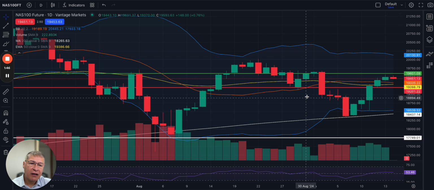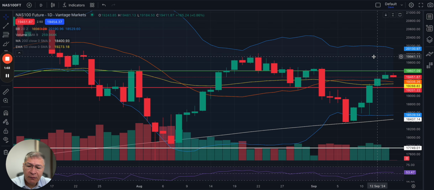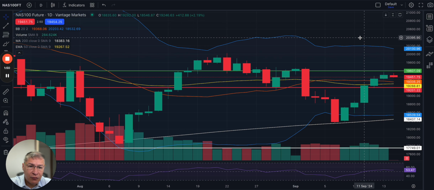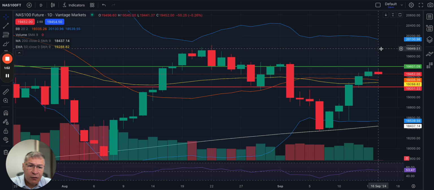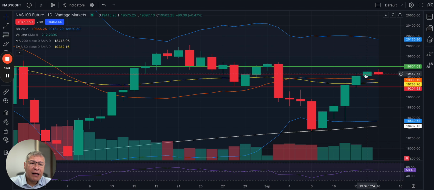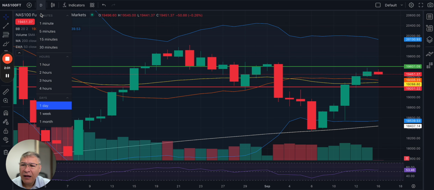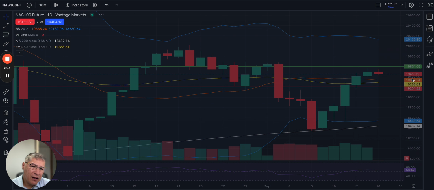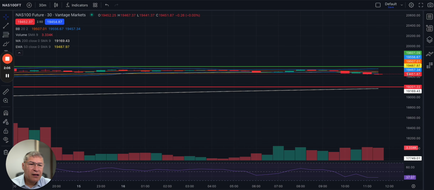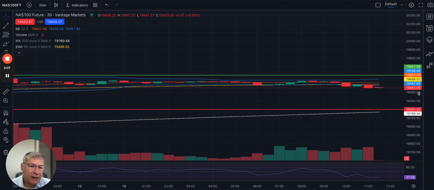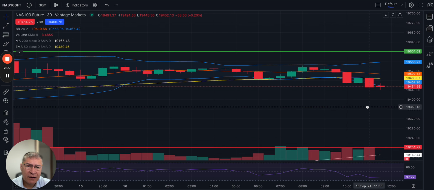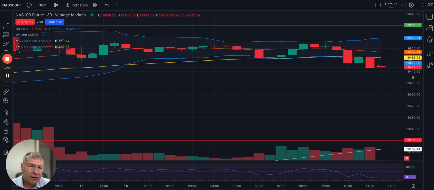So with that being said, let's take a look at the Nasdaq on a daily chart. So we had a green day on Friday, but today we are opening most likely to the downside. Let's go back to a half hour chart just to portray the trajectory of the market for the day.